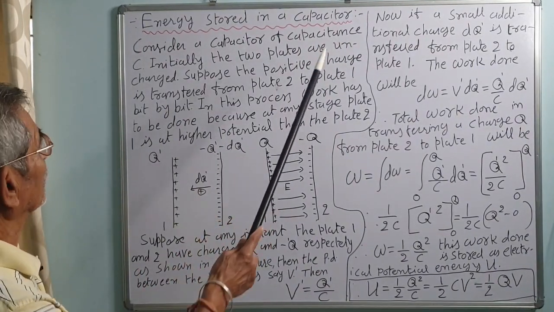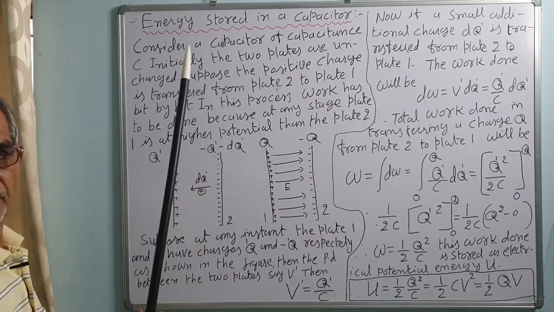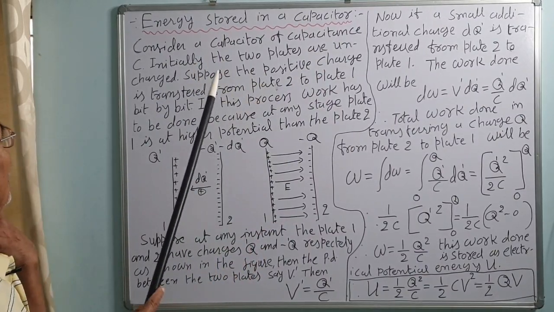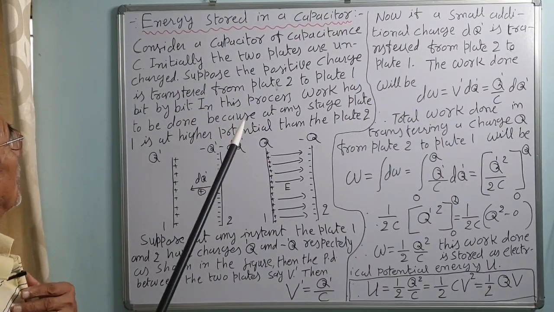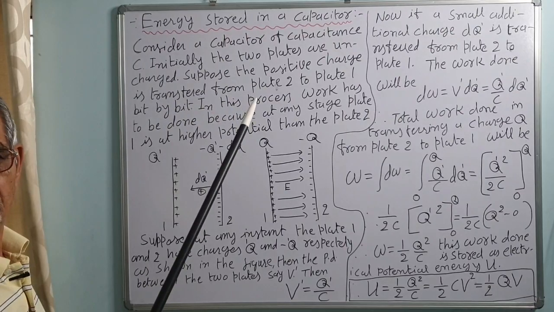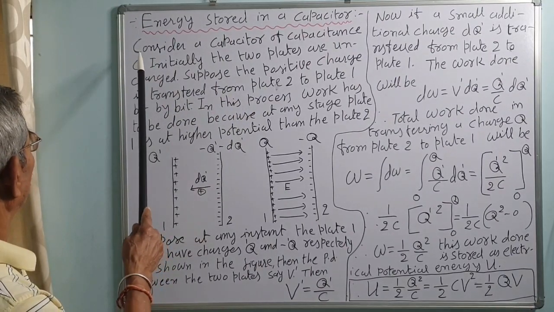Energy stored in a capacitor. A capacitor can store electrical energy, correct? When it is charged with a battery, the chemical energy of the battery is being stored in the capacitor. When it is discharged, the stored energy can be used for the purpose.